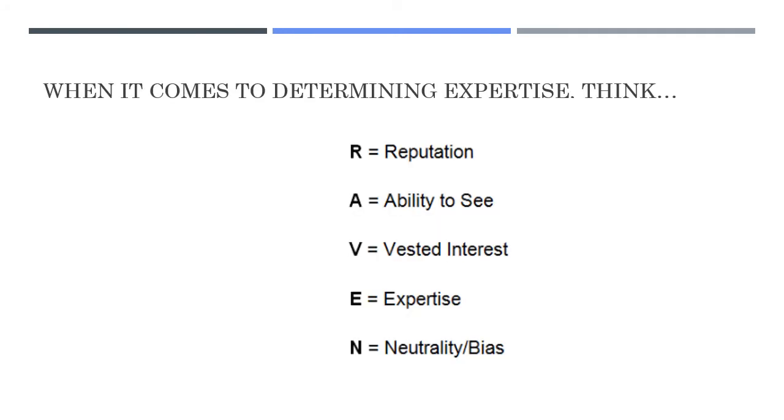The last thing we're going to cover in this part 1 is assessing the reliability of the source. Once you have a good idea what they're arguing, you need to ask yourself, well, can I even trust this source? So there's a really helpful acronym that many of you should be familiar with. If not, I'm going to go through it now to help you easily remember how you can assess the credibility of an author. And it's called RAVEN. R for reputation, A for ability to see, V vested interest, E expertise, and N neutrality bias.